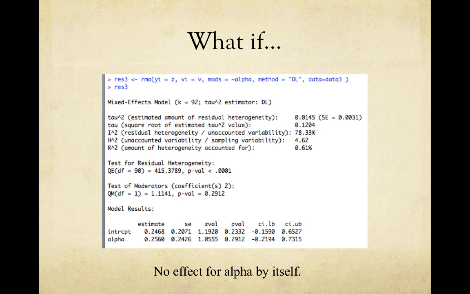But what will happen if we just ran one of these? Well, we've got 92 studies, and we're just going to look at alpha, the reliability. Here the residual left is 145, tau 78, it's pretty much like it was. The test for residual is still pretty big. The test for the moderator is not significant. So we don't get an effect for alpha.